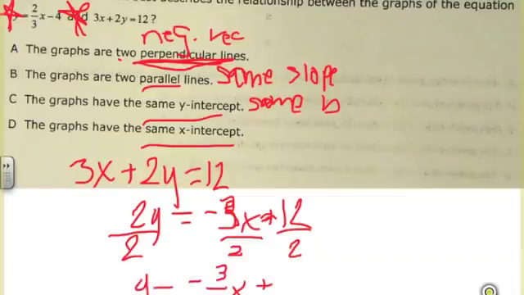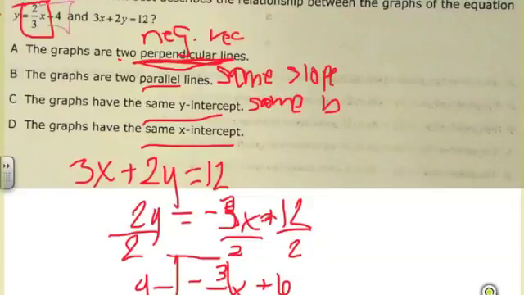Okay, knowing that, let's just go through our answer choices and see which one is true. So, letter A, the graphs are perpendicular, which means that we have to have a negative reciprocal. Do I have a negative reciprocal there, so are they perpendicular? Yes, they are perpendicular. So, the answer would be A.